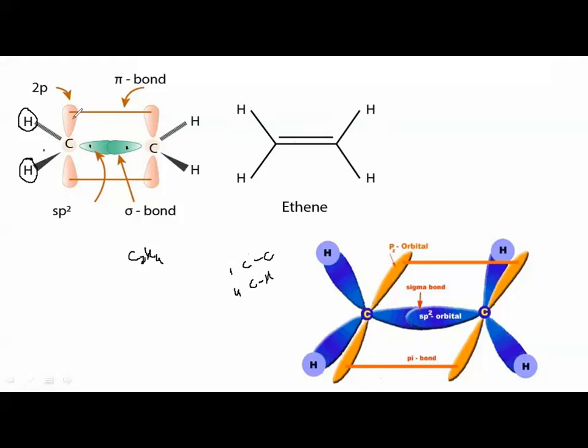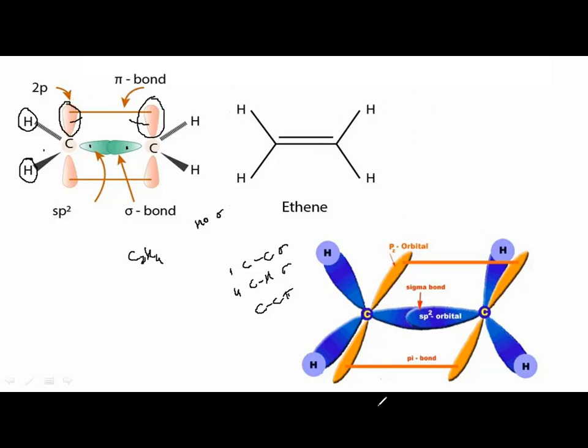Then each carbon is left with an unhybridized p orbital. These are unhybridized p orbitals, and they are parallel to each other. So they will overlap laterally and form what? They will form a carbon-carbon pi bond. So this is sigma, and this is the carbon-carbon pi bond. Always remember, all hybrid orbitals overlap to give sigma bonds only. The unhybridized orbitals will give pi bonds.